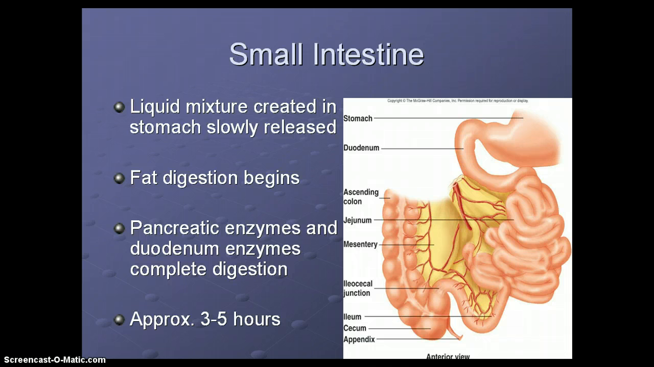Next is the small intestine, where the liquid mixture, the chyme, created in the stomach is slowly released into the small intestine. In the small intestine, this is where fat digestion begins. From here, pancreatic enzymes and duodenum enzymes. Duodenum is just a bigger word for the first part of the small intestine. These two types of enzymes complete digestion, and this takes about 3 to 5 hours. So food will be traveling through your small intestine, which is very large, for approximately 3 to 5 hours.